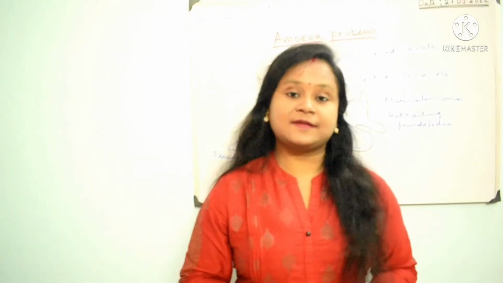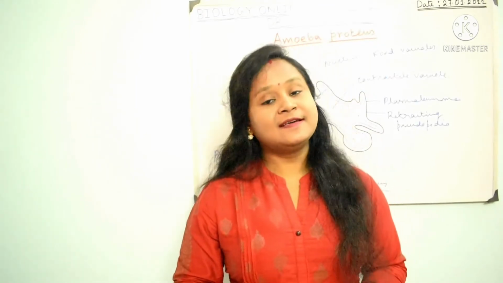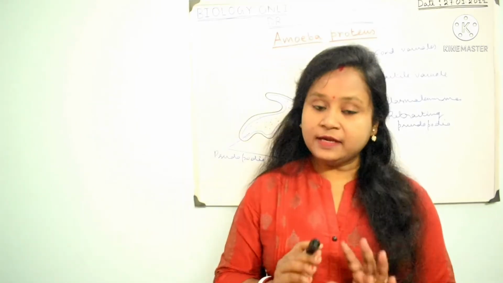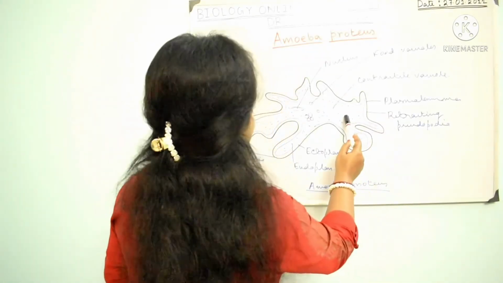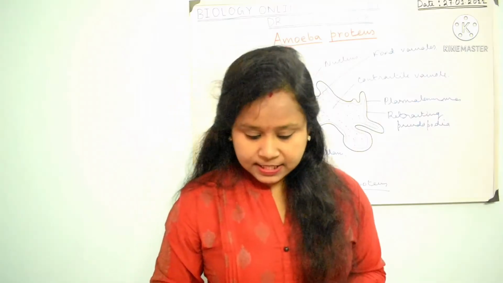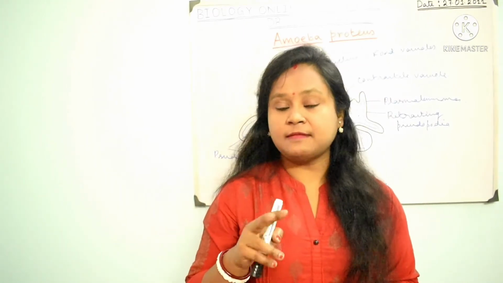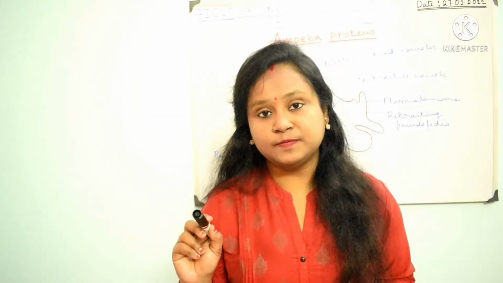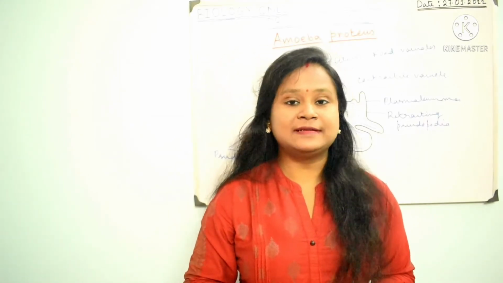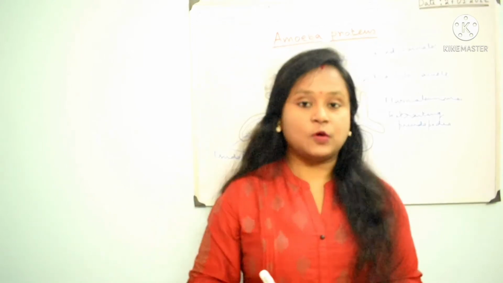It also protects the inner protoplasm, and various ridge-like projections from the plasma membrane adhere the animal to the substratum. So it's all about the plasma layer. Then comes the inner cytoplasm layer. The cytoplasm is differentiated into two layers, ectoplasm and endoplasm: the outer hyaline ectoplasm and the inner granular endoplasm containing various organelles.